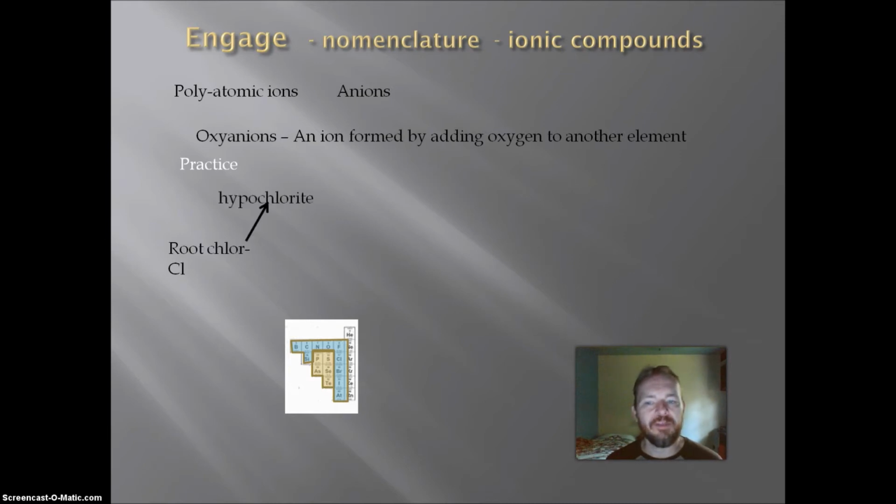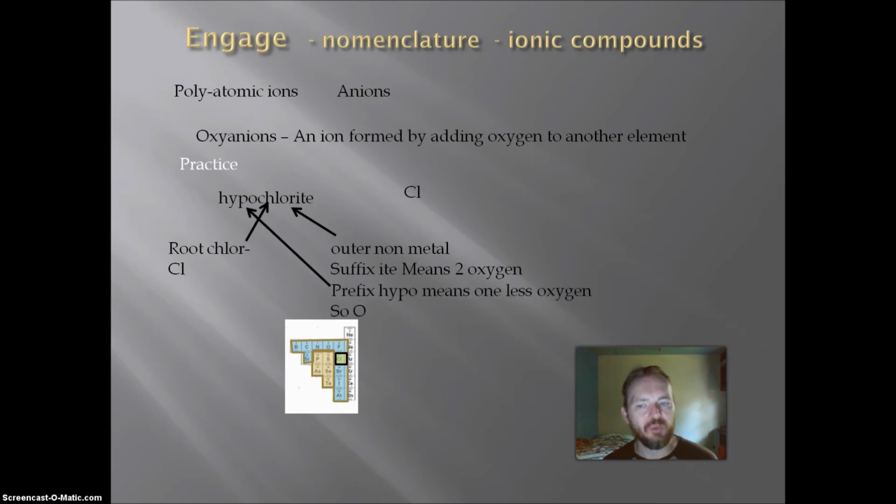Hypochlorite. If I look at the root, it is chlor. That means we're dealing with Cl, so there's got to be Cl in the name. Cl is an outer nonmetal. If we have an outer nonmetal that ends in ite, that means there are 2 oxygen, so that would mean ClO2. But we have the prefix hypo, which means there is 1 less oxygen, so that ClO2 just becomes ClO.